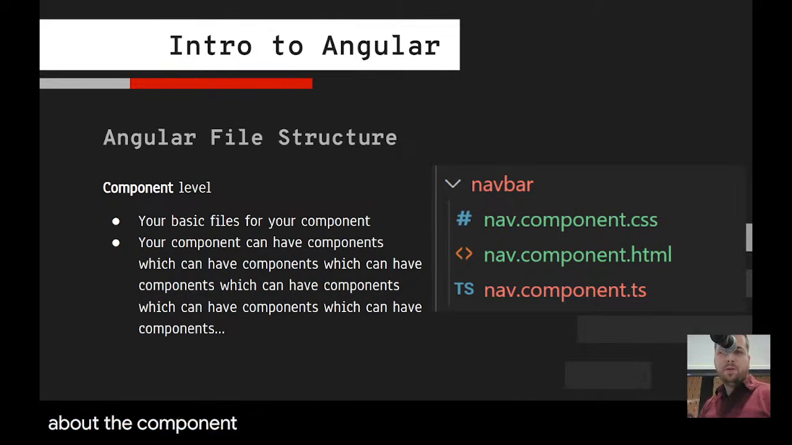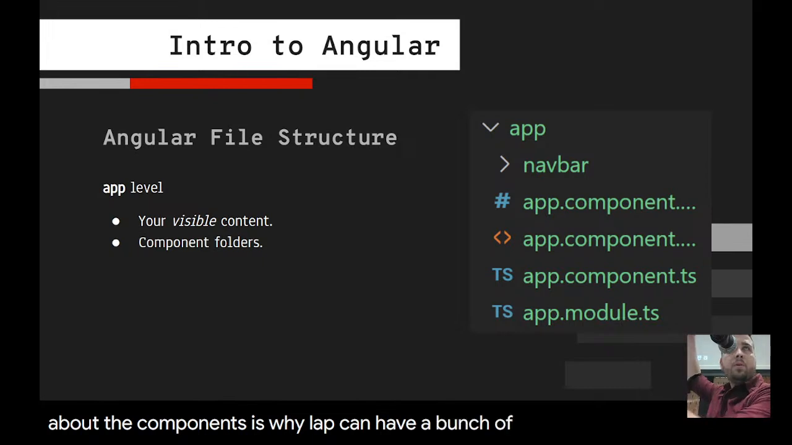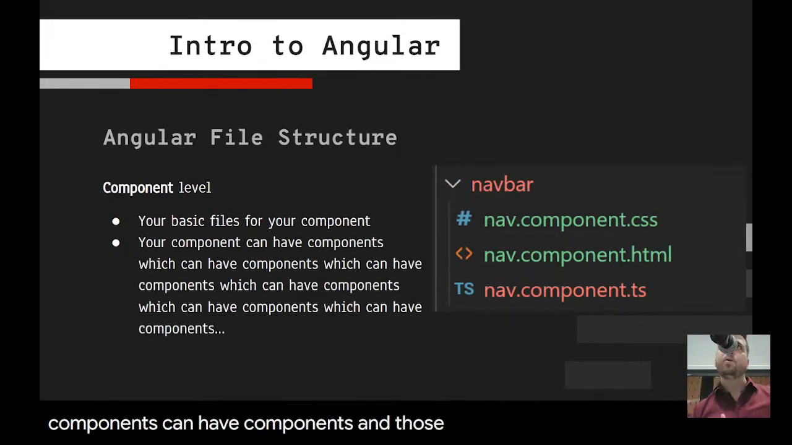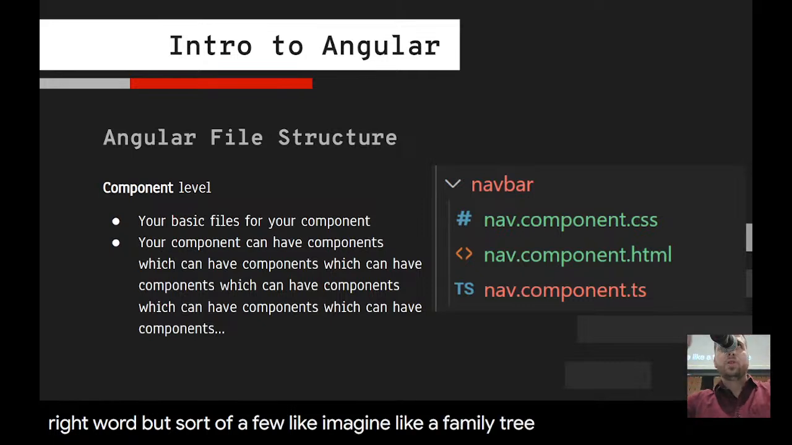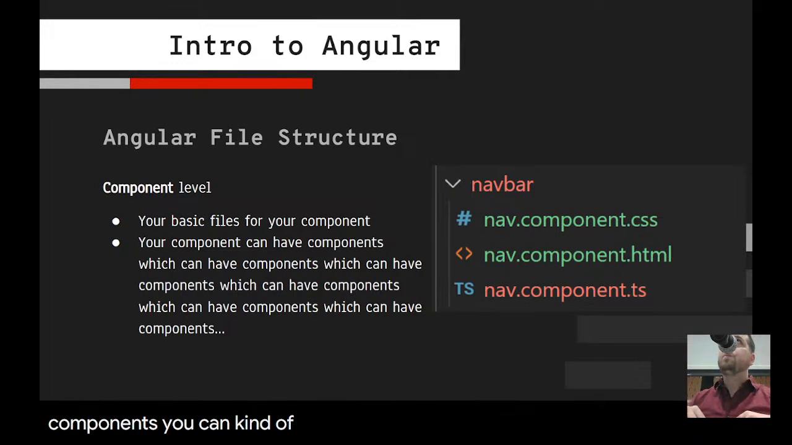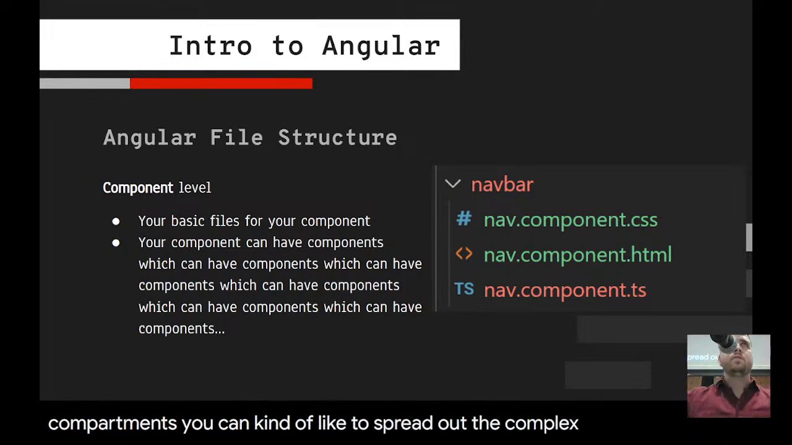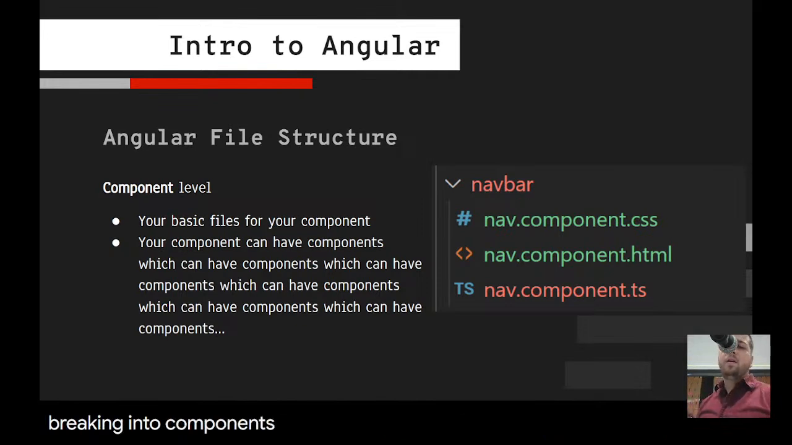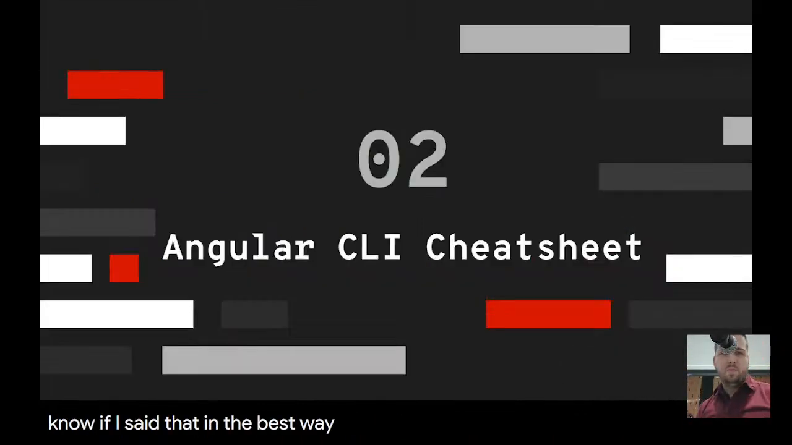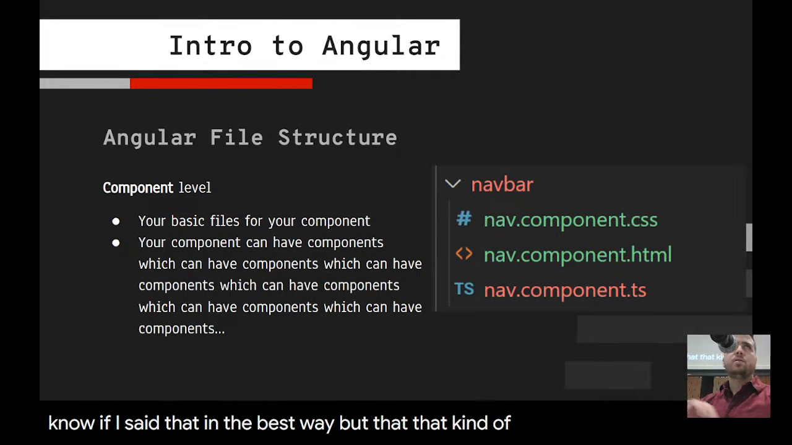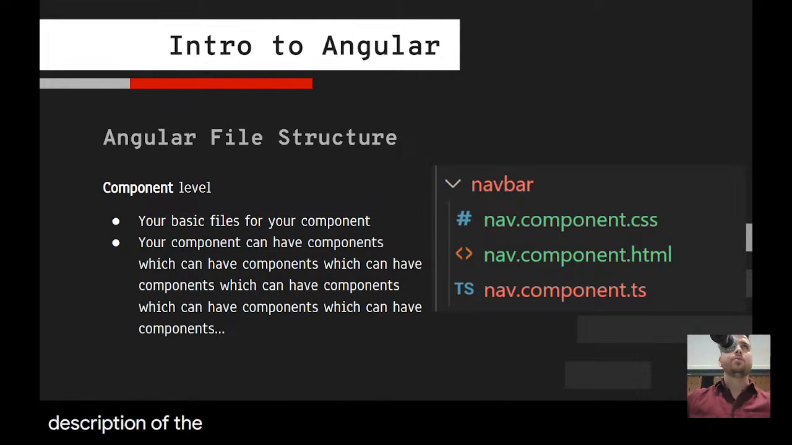But what's important to know about the components is, while app can have a bunch of components in it, your components can have components, and those components can have components. And so we can develop sort of a, I don't know if fractal is the right word, but imagine a family tree where a component can have a component which could have multiple components. You can spread out the complexity of an app by breaking it into components, and this is the structure that they live in. I don't know if I said that in the best way, but that concludes my description of the Angular file structure.